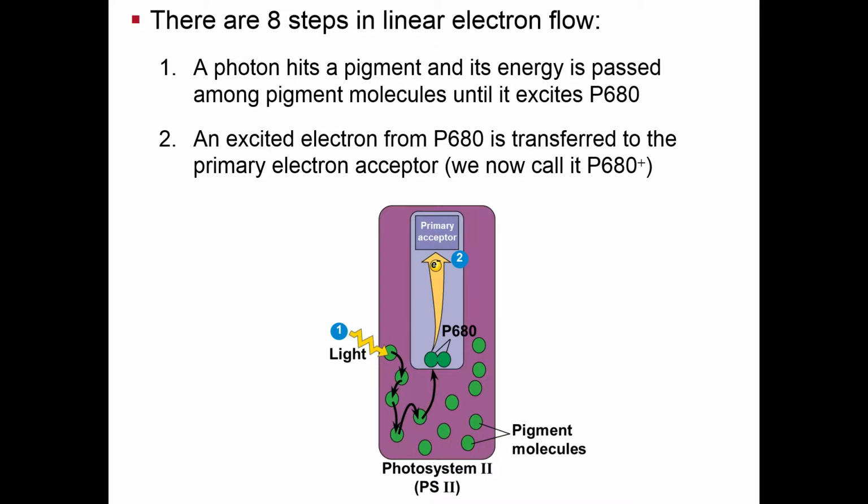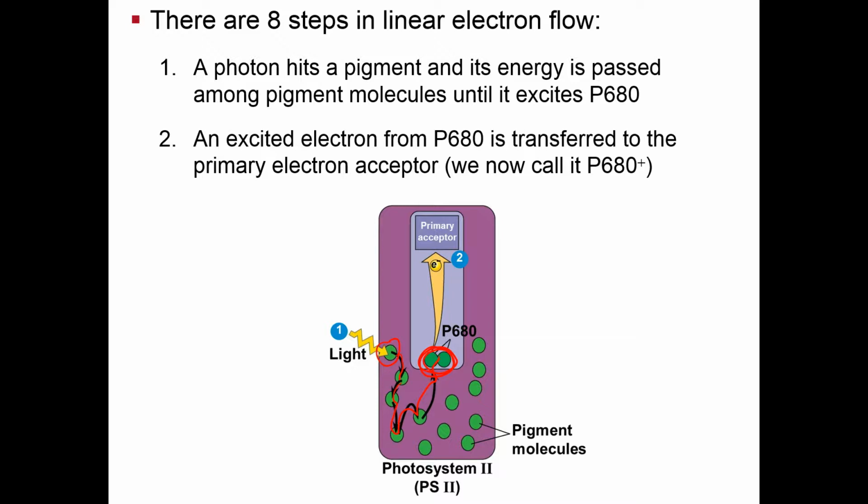Alright, we'll talk about cyclical electron flow a little bit later. So here, looking at Photosystem 2. Photosystem 2 absorbs light energy. These electrons are passed from one pigment molecule to the next, until they're transferred to chlorophyll molecule P680.